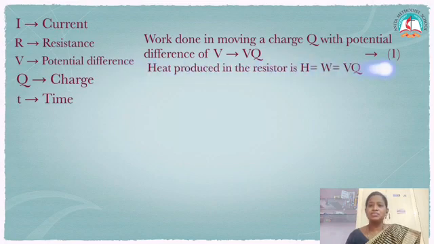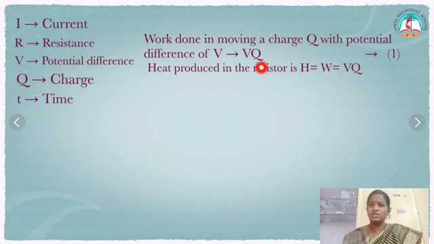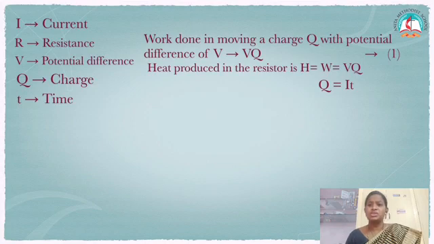So this is the energy that gets wasted in the form of heat. The heat produced in the resistor, H, is equal to the work done. What is the work done here? Work done is VQ. So H is equal to W is equal to VQ. We know the relationship between the charge and the current, that is Q and t, which is Q is equal to It. So substitute this Q value into the equation.